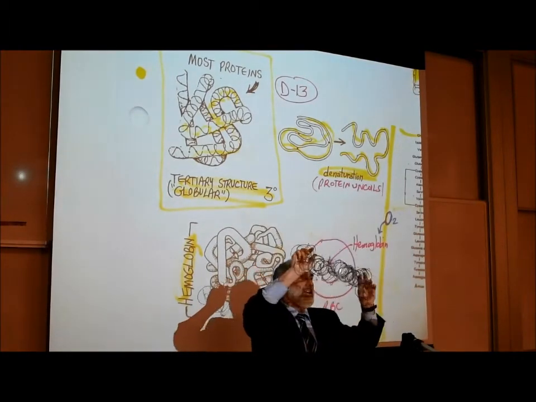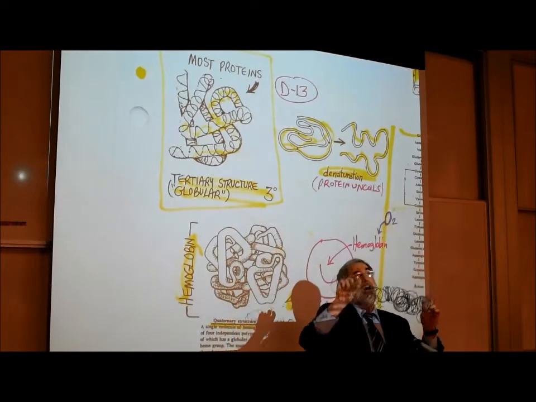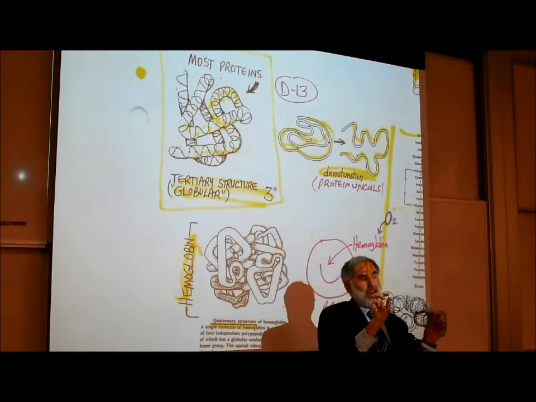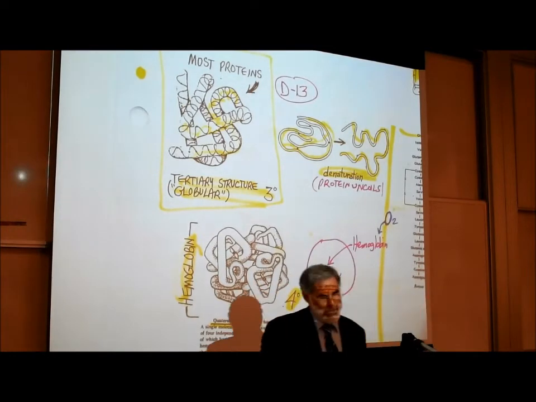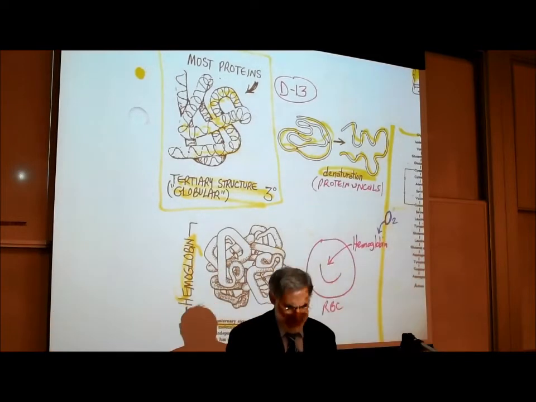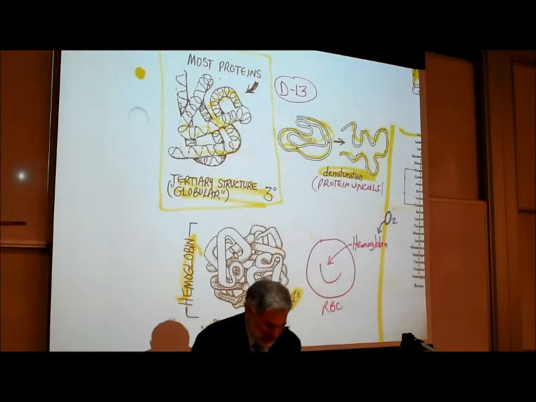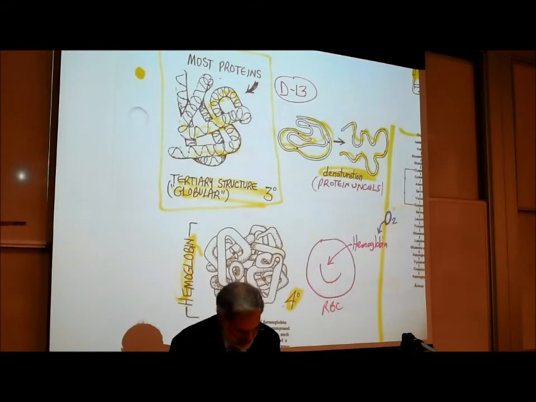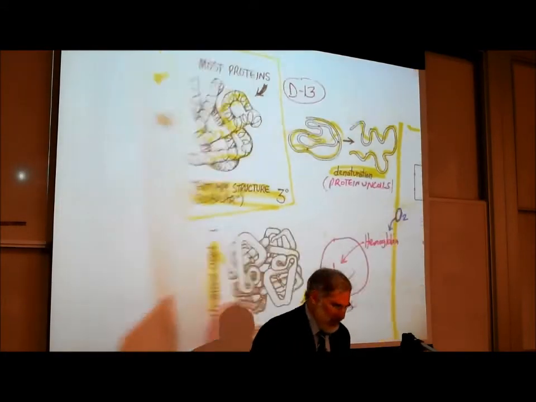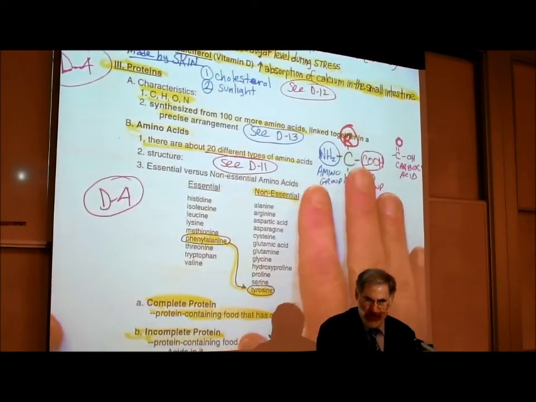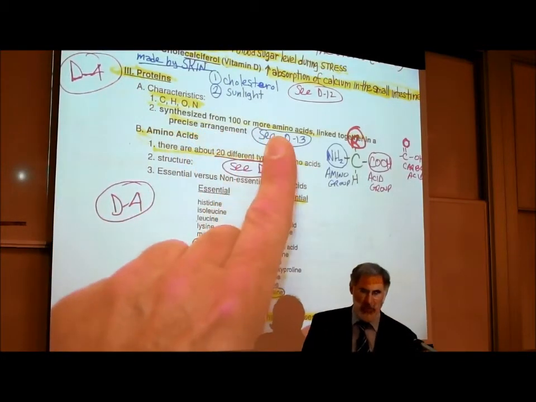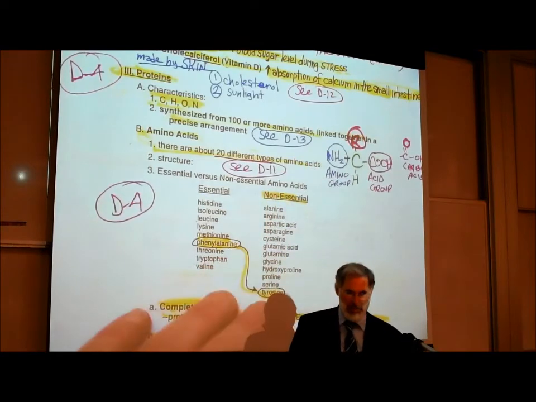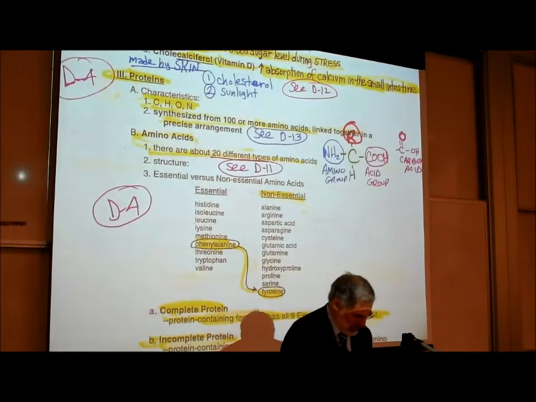We learned that fundamentally a protein is made up of a coiled up chain of amino acids, several hundred amino acids long, that are coiled up in a precise order. You'd say, when did you tell us that? Let's specifically show you. It was on page D4. When we first introduced you to proteins, we said each protein was synthesized from 100 or more amino acids that are linked together in a precise arrangement, and then they become all coiled up.